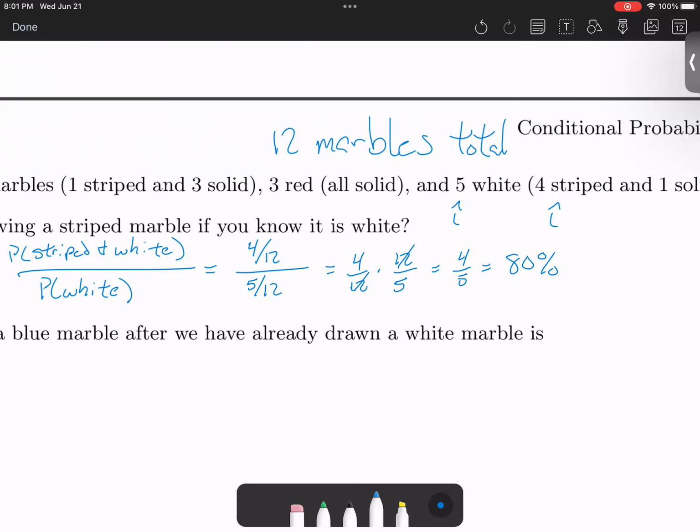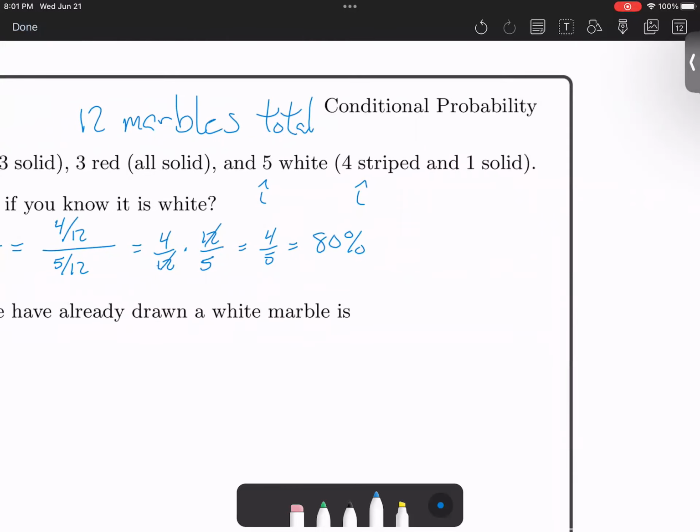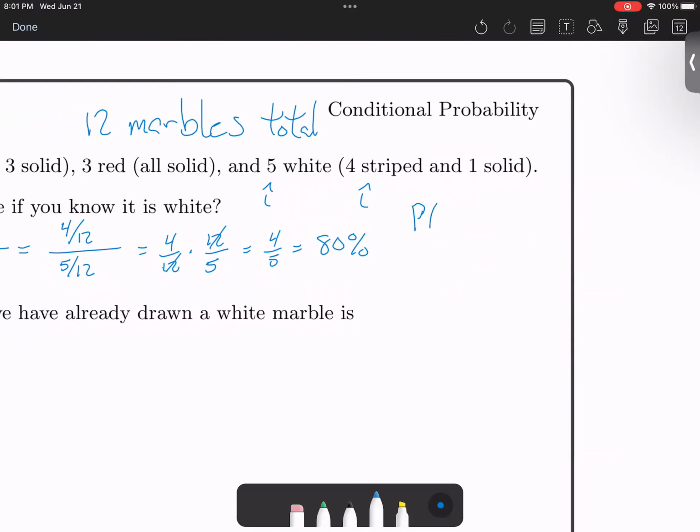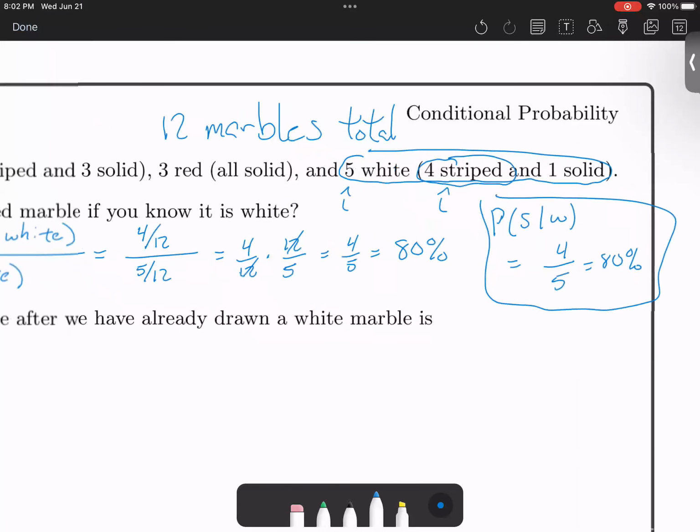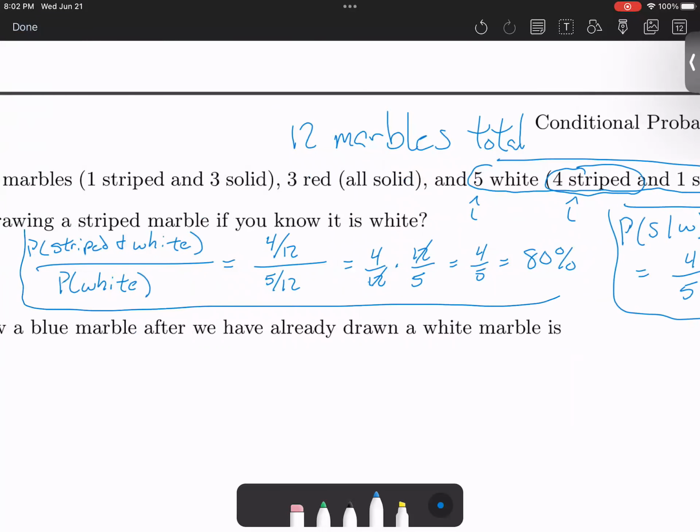Right, and you didn't actually have to go through this equation. You could have just said, what's the probability of striped given white? Well, if you restrict yourself to these 5 white marbles, what's the probability that it's a striped marble? There's 4 of those. Right, either way, you get 80%. Thinking about it intuitively versus actually using the equation.